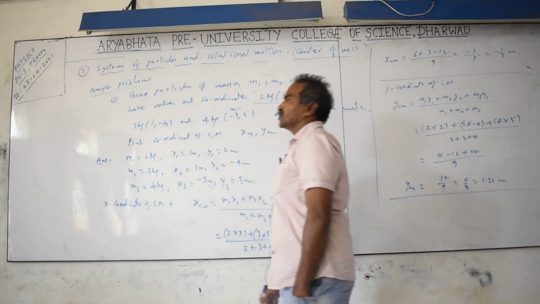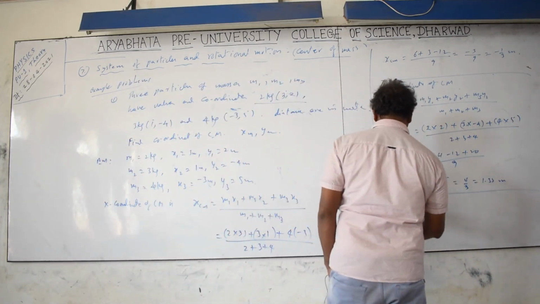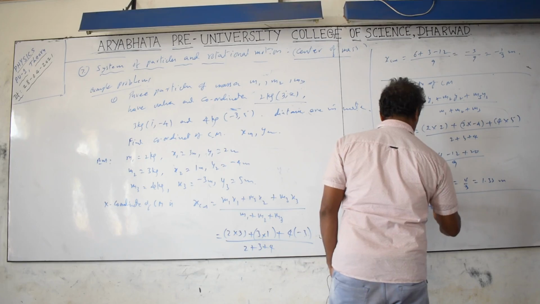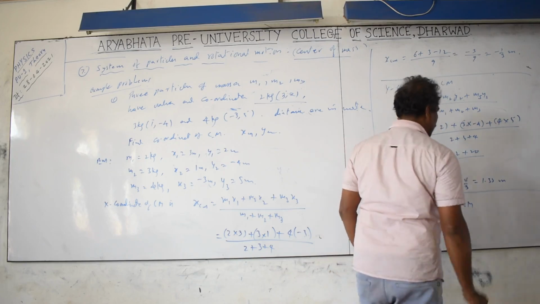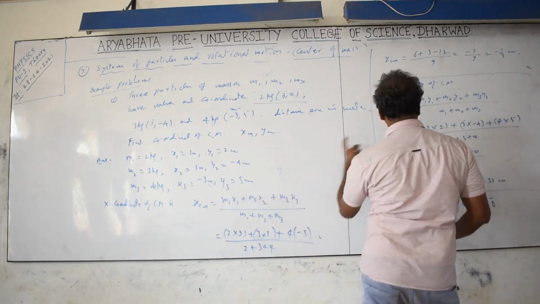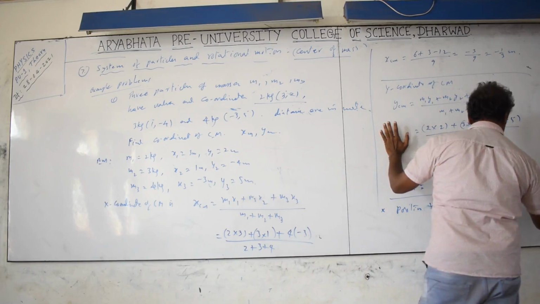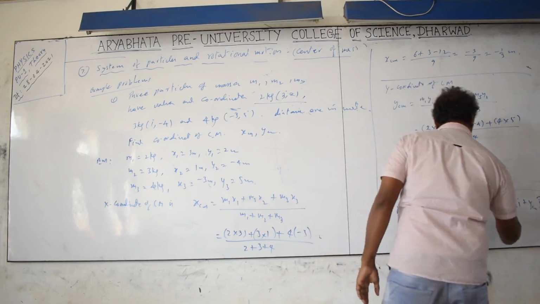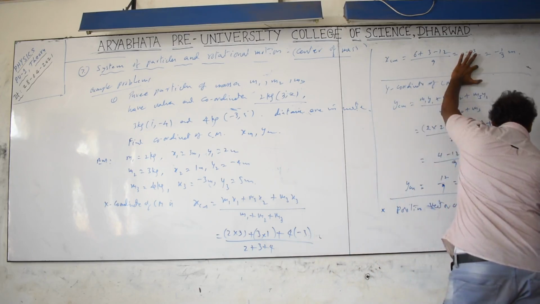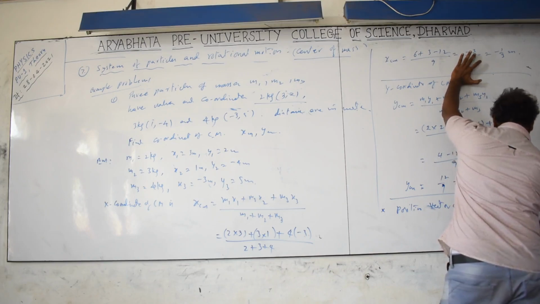Sometimes they will ask you for the position coordinates. Here only x and y were asked, but if they ask for the position vector of the center of mass, you take the position components of x and y: rcm equals xcm i plus ycm j, which is rcm equals minus 1 by 3 of i plus 4 by 3 of j.